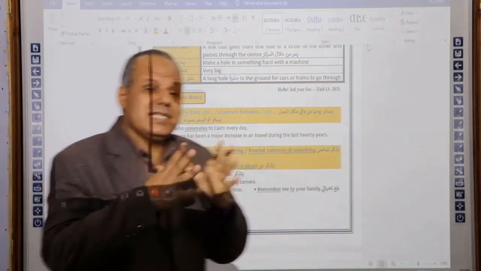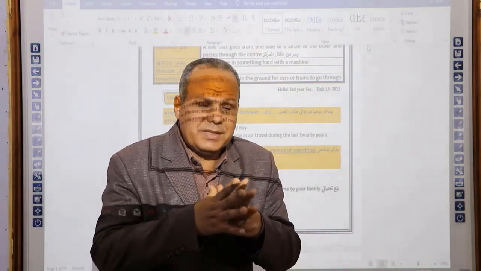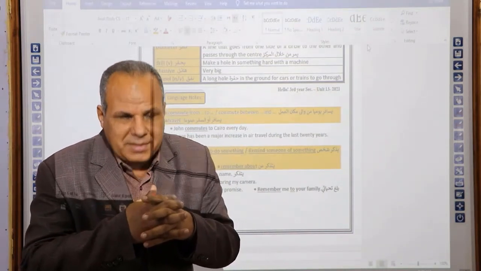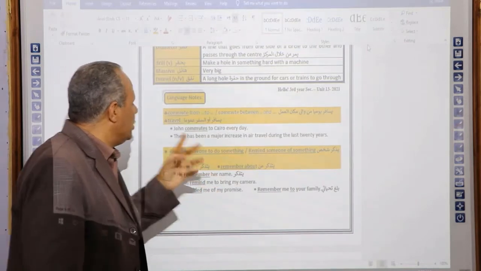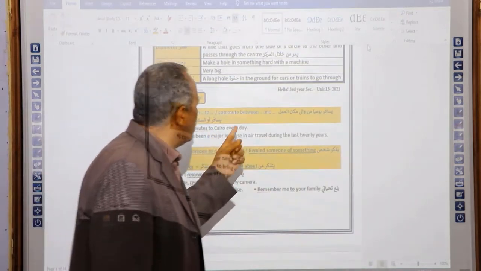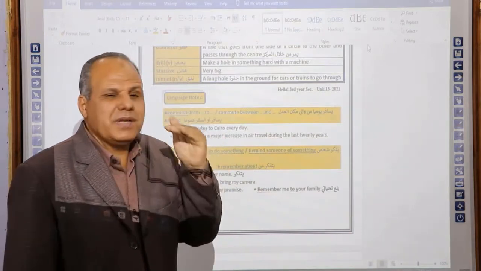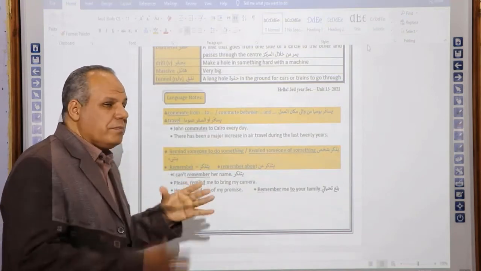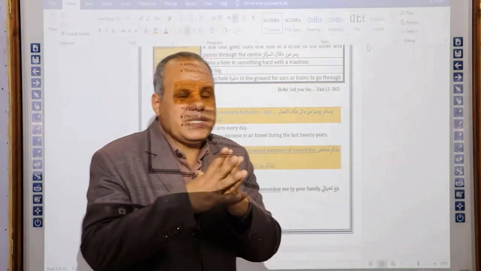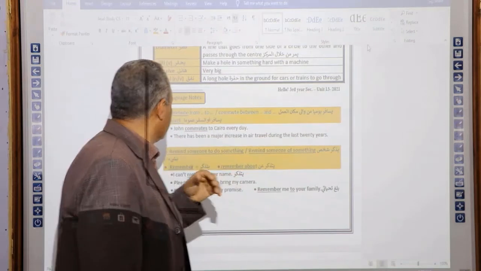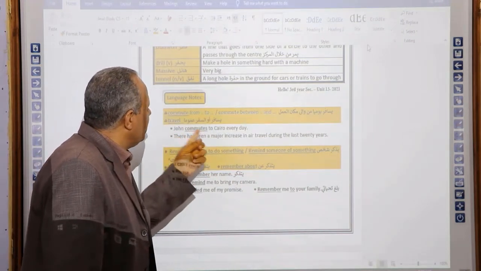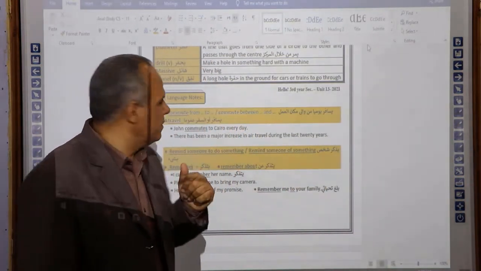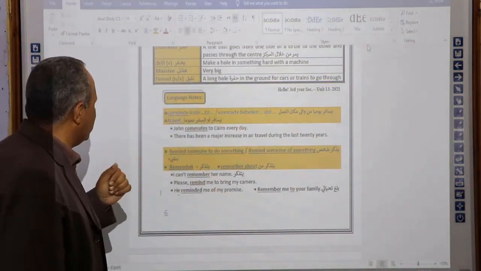And now let's move to the most important language notes أهم الملاحظات اللغوية on unit 13. Number 1 commute from to or commute between and يسافر يوميا من وإلى مكان العمل. But to travel معناها بالعربي يسافر in general عموما. John commutes to Cairo every day يعني يسافر إلى القاهرة كل يوم باستخدام زي ما قلنا وسيلة المواصلات.